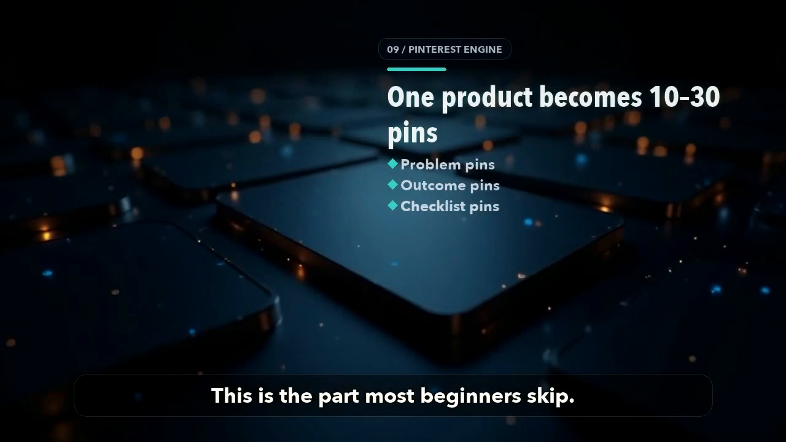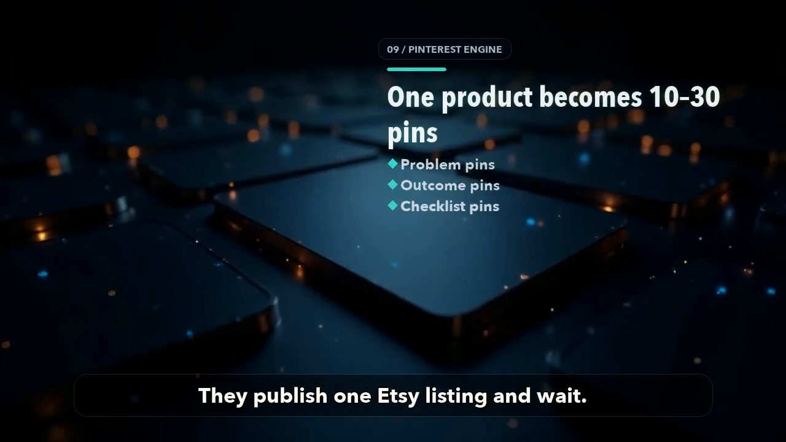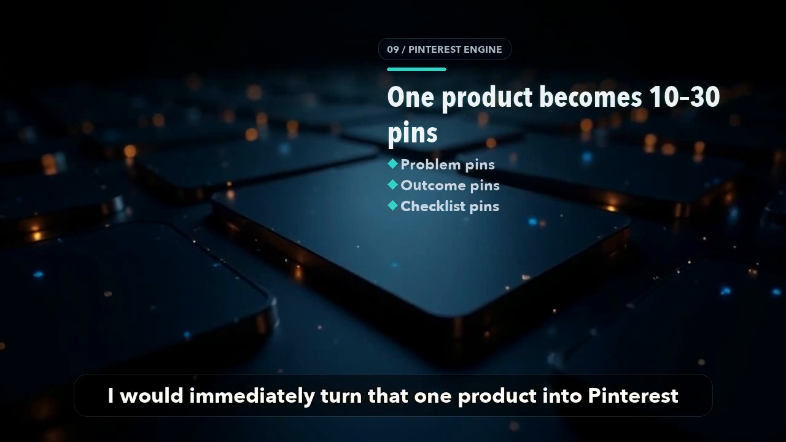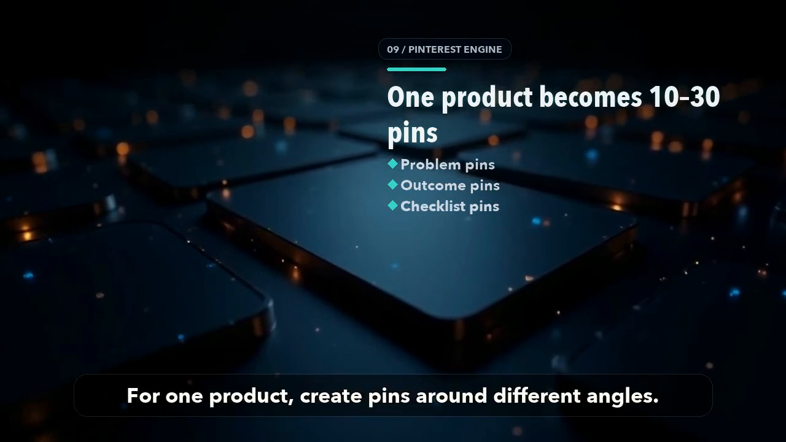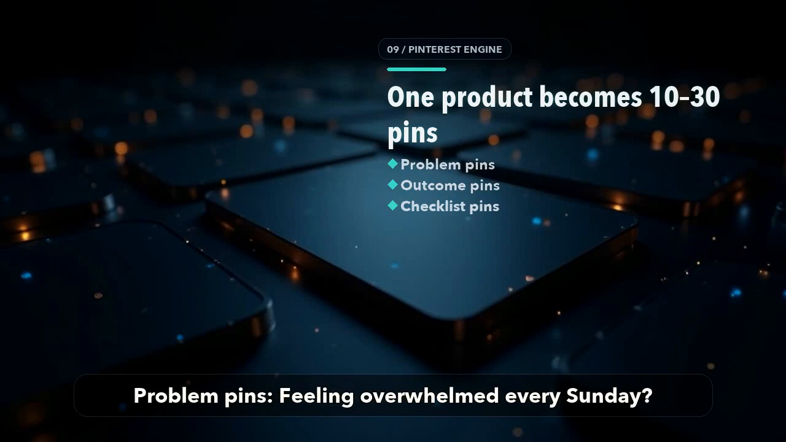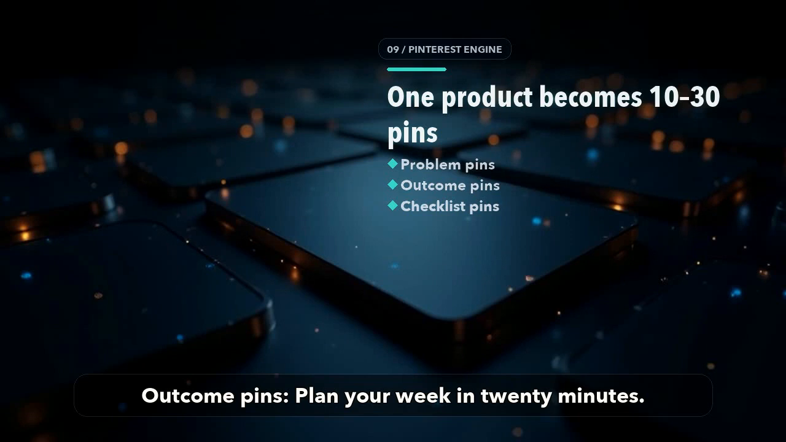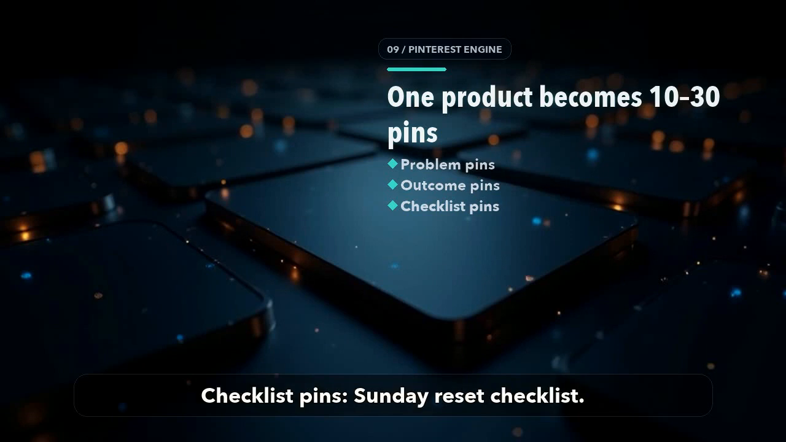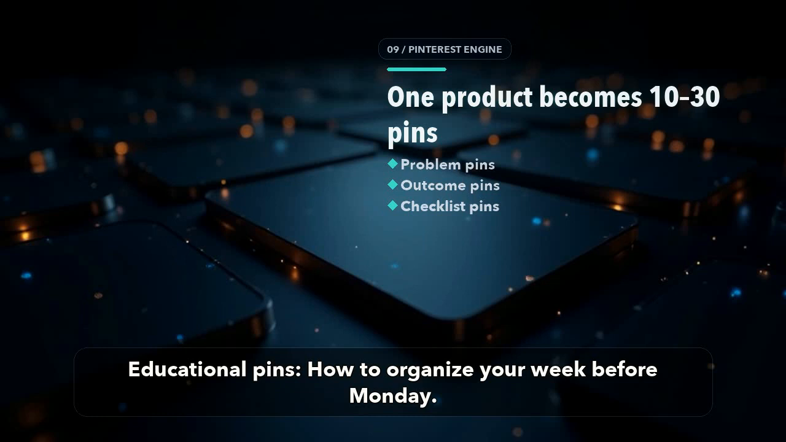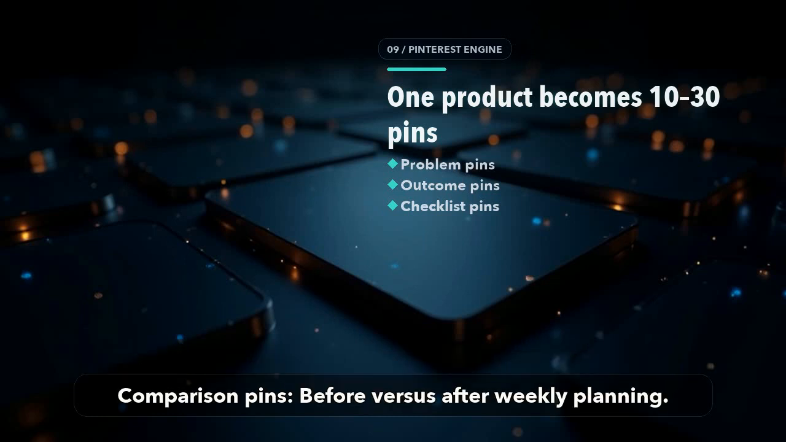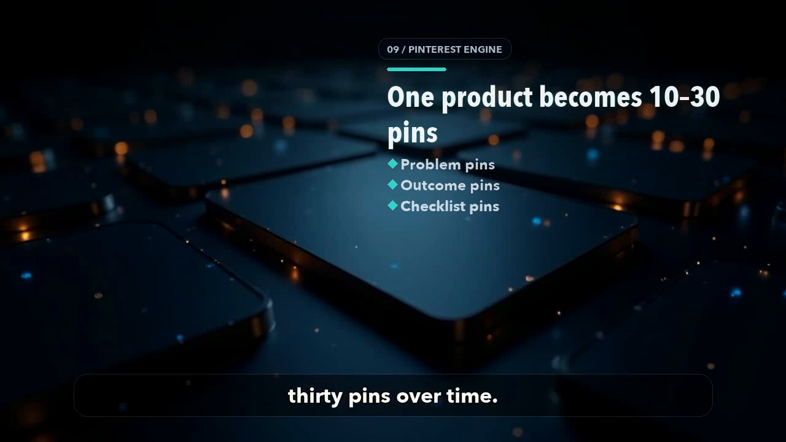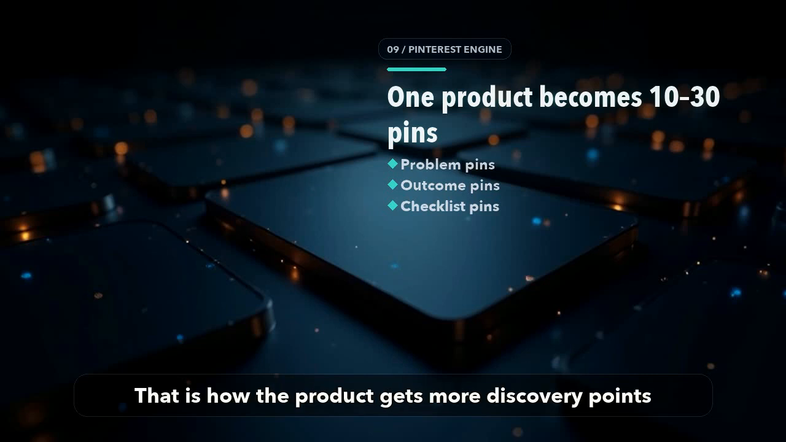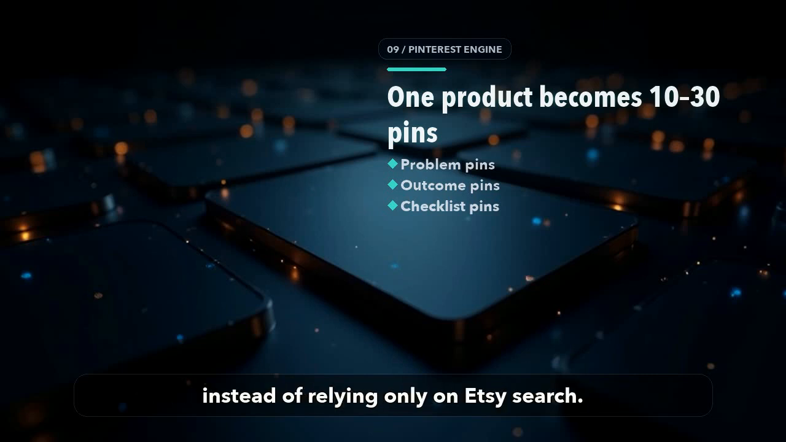This is the part most beginners skip. They publish one Etsy listing and wait. I would immediately turn that one product into Pinterest content. For one product, create pins around different angles. Problem pins. Feeling overwhelmed every Sunday? Outcome pins. Plan your week in 20 minutes. Checklist pins. Sunday reset checklist. Product pins. Show the actual printable. Educational pins. How to organize your week before Monday. Comparison pins. Before versus after weekly planning. One Etsy product should become at least 10 to 30 pins over time. That is how the product gets more discovery points instead of relying only on Etsy search.